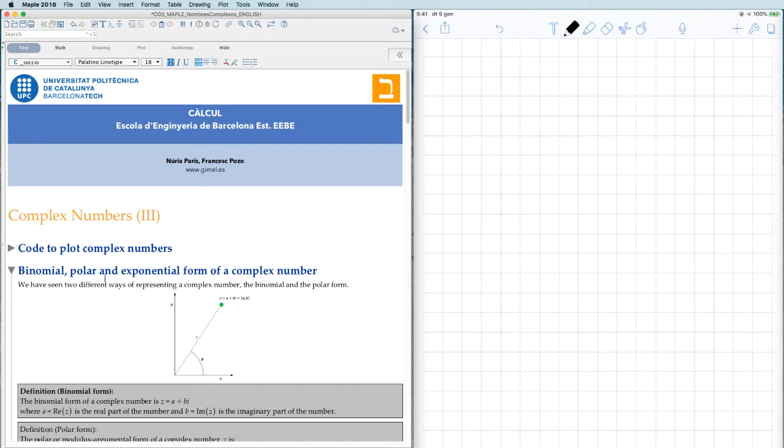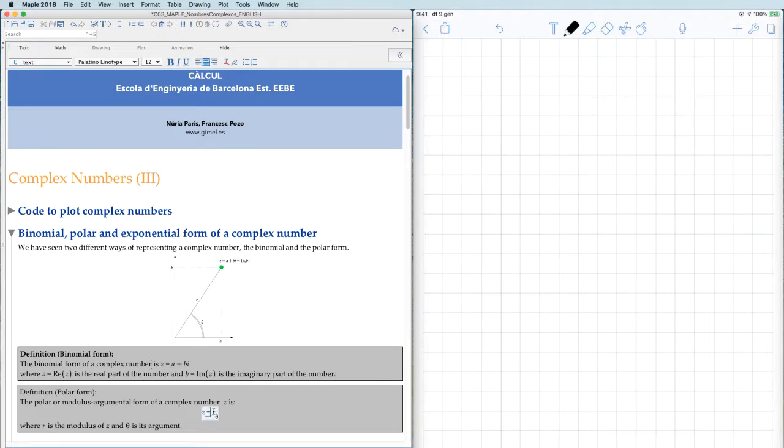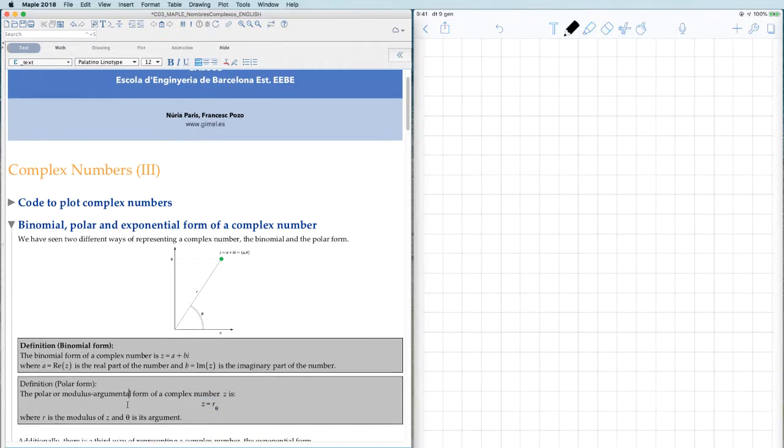Now, just a brief summary, the binomial form of a complex number is a plus bi, where a is the real part of the number, b is the imaginary part, and i is the imaginary unit such that i squared is -1. This number can be associated to a point of the plane (a, b), and we can also describe this point giving the distance to the origin of coordinates, which is the modulus r, and its argument theta. So the polar form is modulus sub theta, r sub theta. And now we are going to see the third form, which is the exponential form.